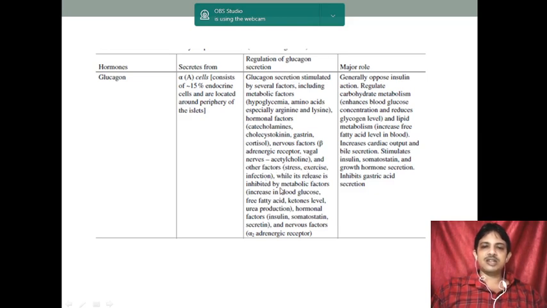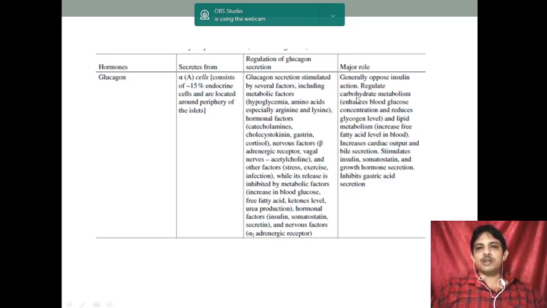While its release is inhibited by metabolic factors like increased blood glucose, free fatty acid, ketone level, urea production, hormonal factors like insulin and somatostatin secretion. They are also inhibited by nervous factor, alpha 2 adrenergic receptor.